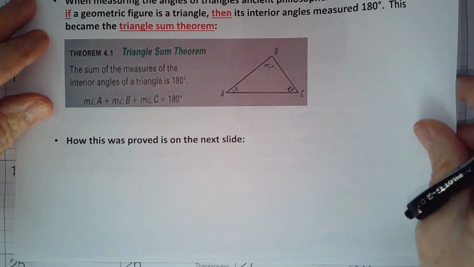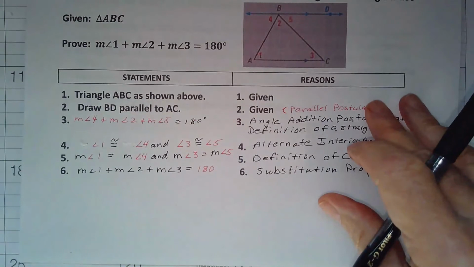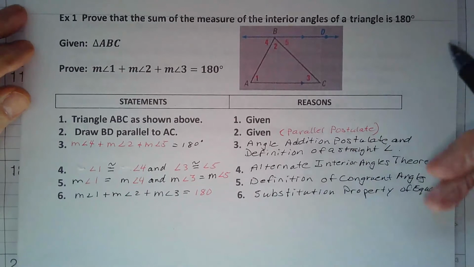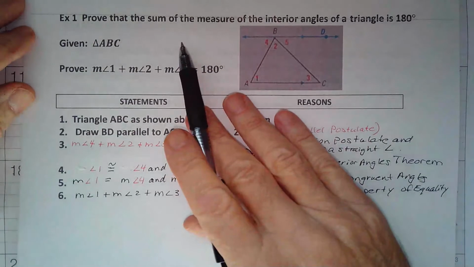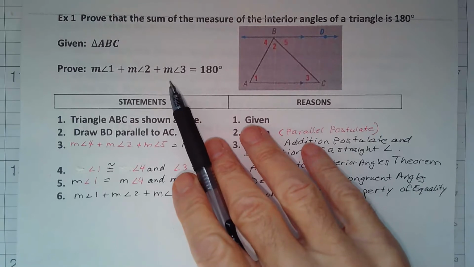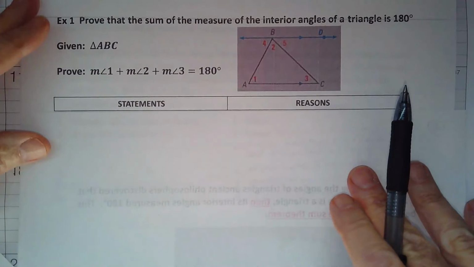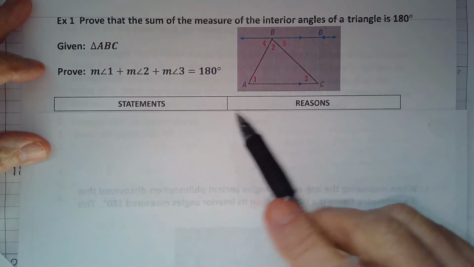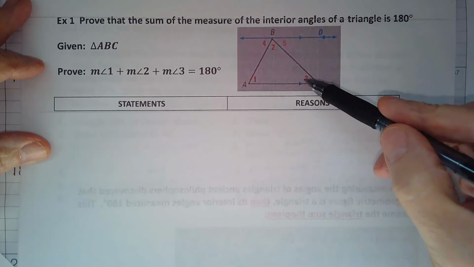Now, how did they prove it? Well, they proved it by observation. And it is now a theorem because somebody wrote it down, and this writes down the proof of it, and so this is what creates it. So we're going to prove here. This is done as a statement, reason, proof, and I'm going to just do this. So given you've got a triangle ABC, we want to prove that the measure of angles 1, 2, and 3 equals 180 degrees. So here's angle 1, angle 2, and angle 3.